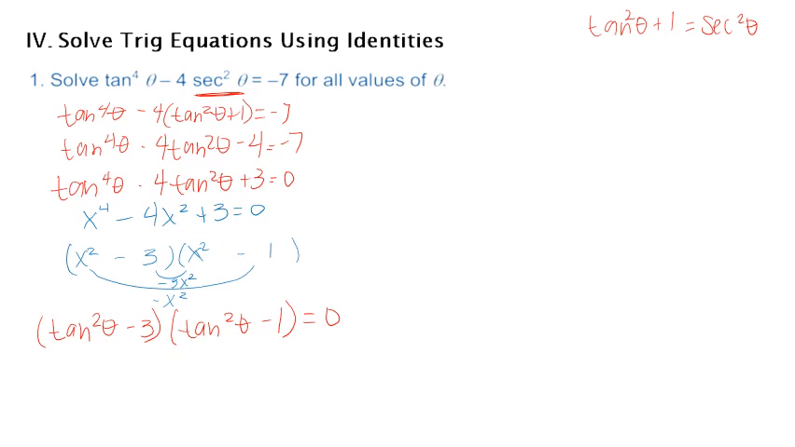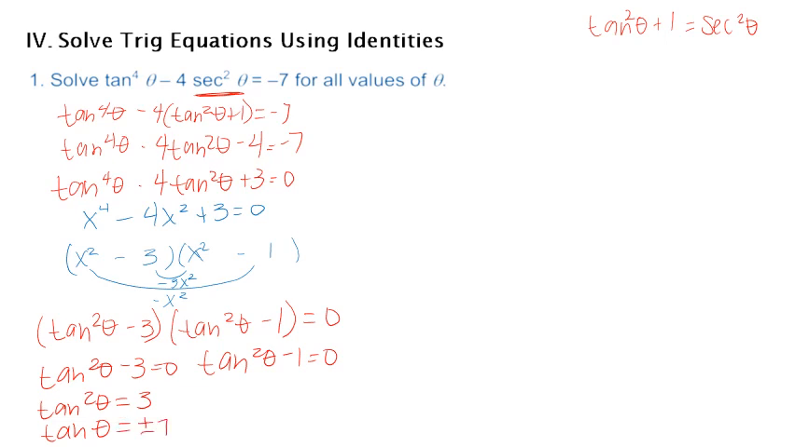So let's simplify this. The tangent squared theta minus 3 should equal 0, and the tangent squared theta minus 1 should equal 0. So the tangent squared theta should equal 3. Or if you take the square root of both sides, the tangent of theta is equal to plus or minus the square root of 3. On the right-hand side, the tangent squared theta is equal to 1, or if I take the square root of both sides, the tangent of theta would be equal to plus or minus 1.